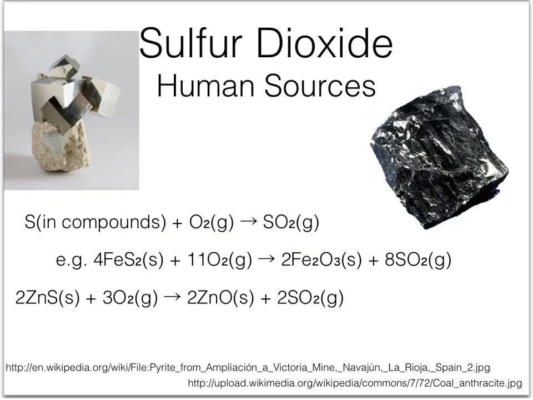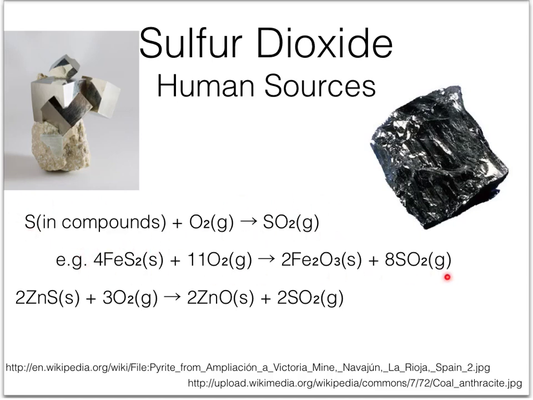Humans release lots of sulfur dioxide into the atmosphere, mainly through the combustion of things like coal and also in smelting. So this is a nice pretty picture of coal, thank you Wikipedia. It contains some iron pyrite, and when it is combusted it produces iron oxide and sulfur dioxide, which is released into the atmosphere. So for example, sulfur in a compound reacting with oxygen to produce sulfur dioxide, that's just a generic equation for what's happening.